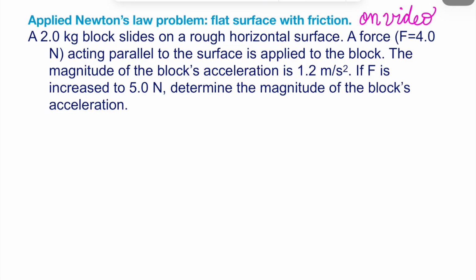This is an applied Newton's second law problem that involves friction. So I have a 2 kilogram block sliding on a rough horizontal surface. I'm going to start by just collecting what this problem gives me. I'm given the mass, and I'm given that it's a rough surface, which means it will have friction. As a reminder, friction is the coefficient of friction times the normal.